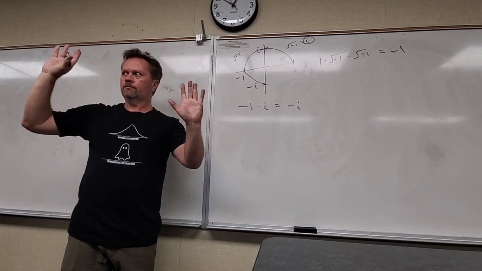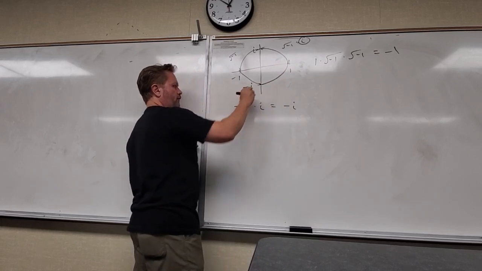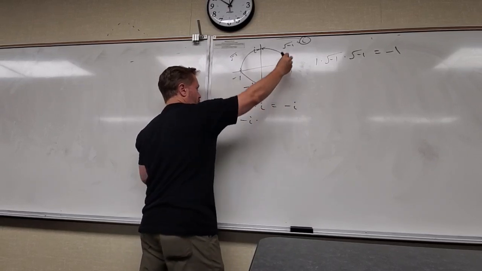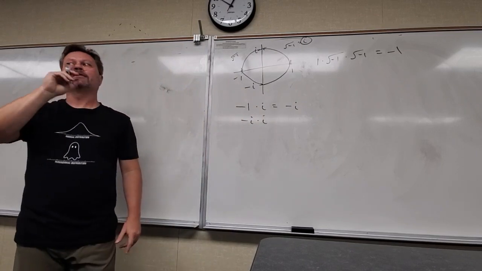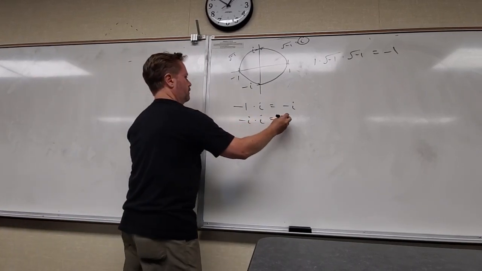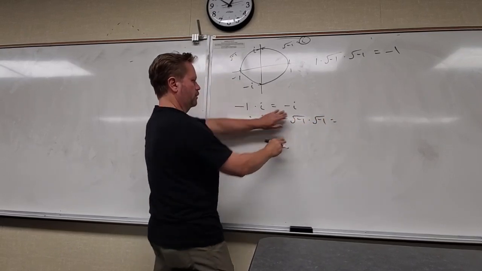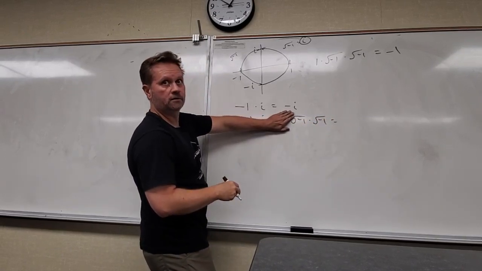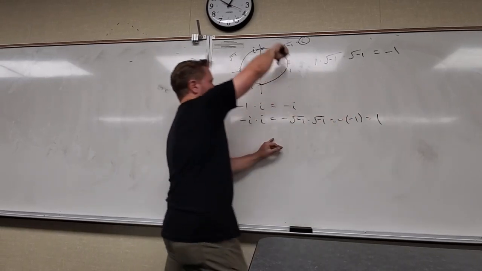Okay. So now what does this say? This says that -i, a quarter of a turn times i. Okay, let's see what this is. Negative square root of -1 times square root of -1. What's square root of -1 times square root of -1? -1, with a negative in front. And what's that? 1. So we do get back.